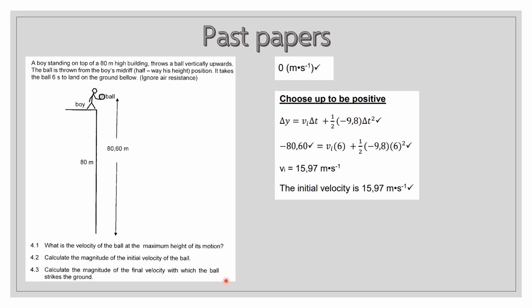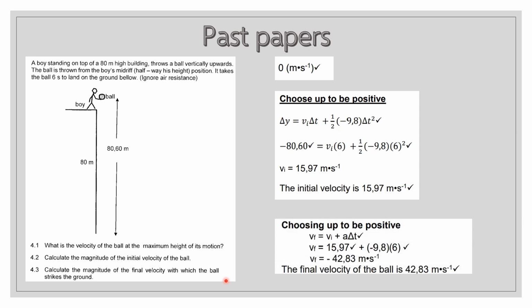Calculate the magnitude of the final velocity with which the ball strikes the ground. Again, we have everything and we just worked out the velocity initial. We substitute the initial, we have the time, and then your acceleration's negative. Thus, we just solve.